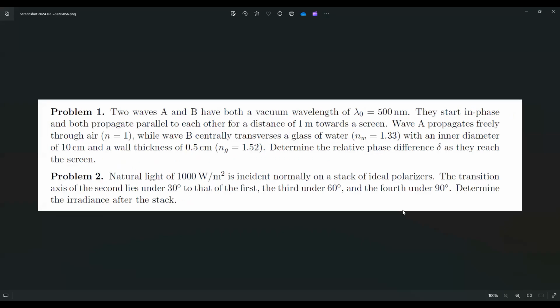Problem 2. Natural light of 1000 watts per meter square is incident normally on a stack of ideal polarizers. The transmission axis of the second lies at 30 degrees to that of the first, the third at 60 degrees, and the fourth at 90 degrees. Determine the irradiance after the stack.